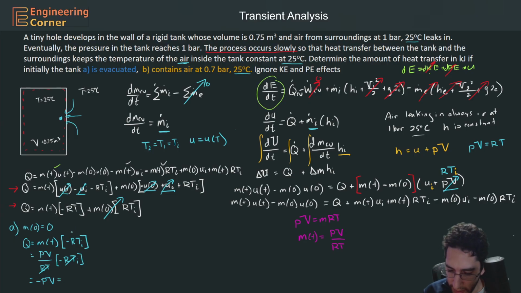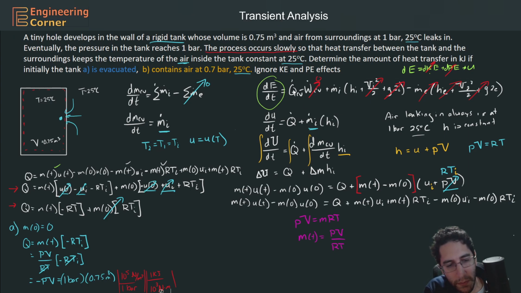So my pressure is 1 bar. My volume, it's a rigid tank, means my volume doesn't change. So it's going to be 0.5 meters cubed. And then I just need to do a conversion for bar. So 1 bar is going to be 10 to the 5th Pascal or Newton per meter squared. And then I can say 1 kilojoule is 10 to the 3rd Newton meters.